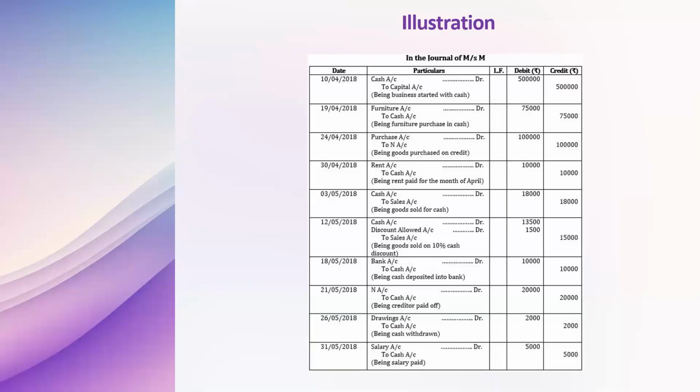Is it clear? Yes, ma'am. Since it's a credit sale, you cannot mention cash account debtor. You have to mention the person or the company who is liable to pay. Since the goods are being sold to Mr. Karim, Karim is liable to pay to the company, and we don't know for which company Karim is working. So Karim's account debtor to sales account creditor. Got it?